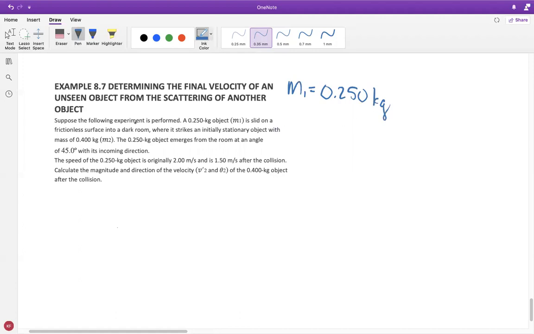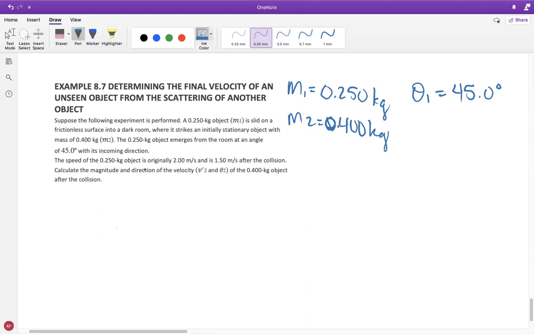It slid on a frictionless surface into a dark room where it strikes an initially stationary object with a mass of M2, 0.4 kilograms. And then after the collision, the first mass emerges from the room at this angle, theta 1 equals 45 degrees, with its incoming direction.